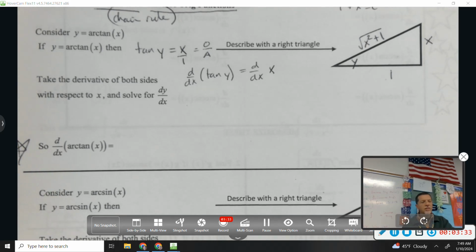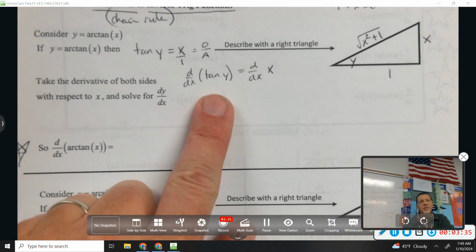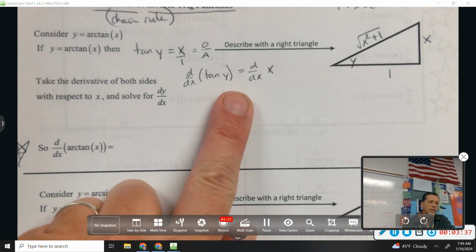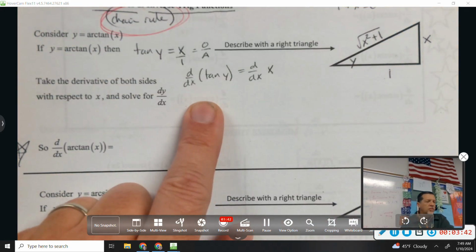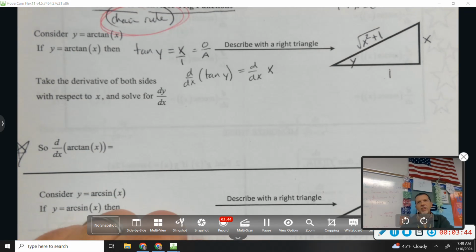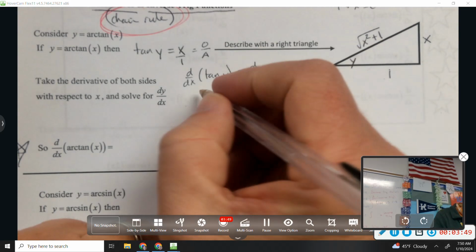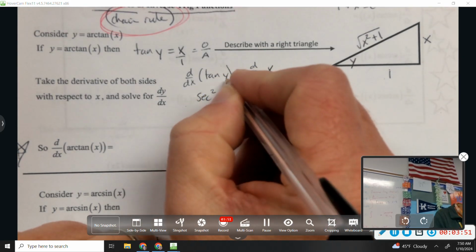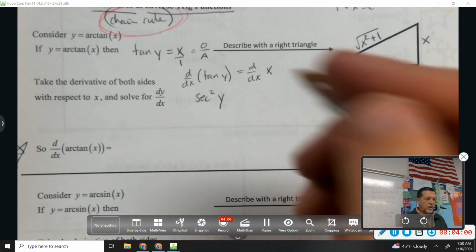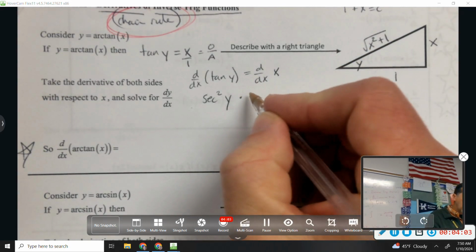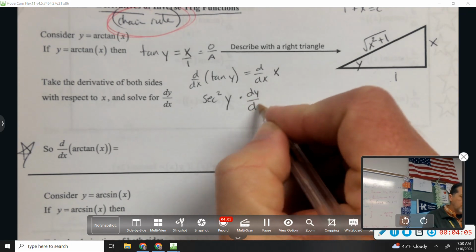Oh, this is called implicit differentiation. We haven't done this in a while. Chain rule, chain rule, chain rule. What's the derivative of tangent? So forget about the y part. Just what's the derivative of tangent? Secant squared. Derivative of tangent is secant squared. We don't change the argument, so it's still secant squared of y. But chain rule means I need to take the derivative of the argument. So the derivative of y would just be dy dx.